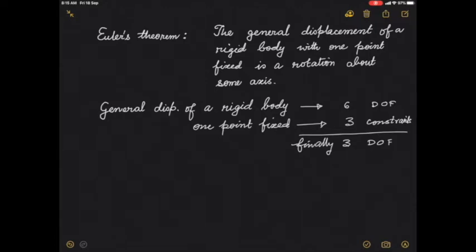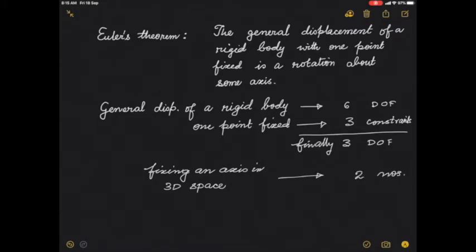Okay, now what Euler says is that it is given by a rotation about some axis. Okay, so now if I want to fix an axis in 3D space, 3-dimensional space, you will say that will require 2 numbers. So fixing an axis is like fixing a unit vector, right?